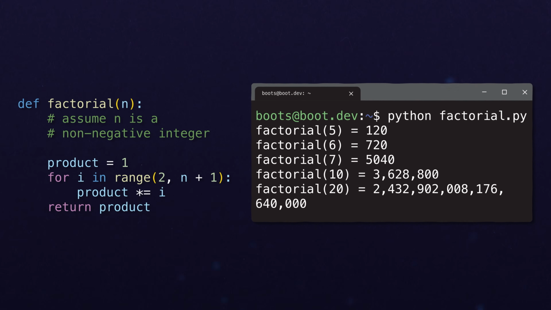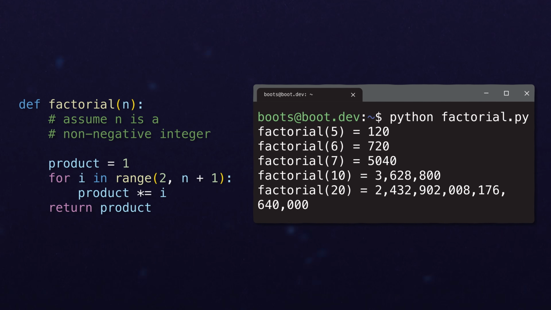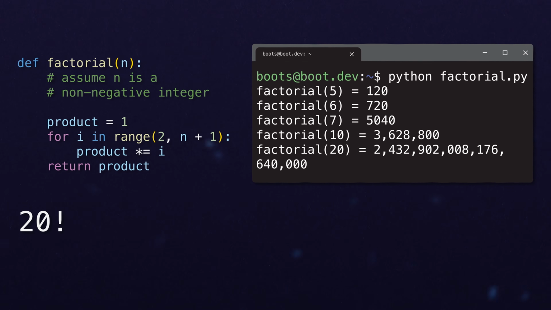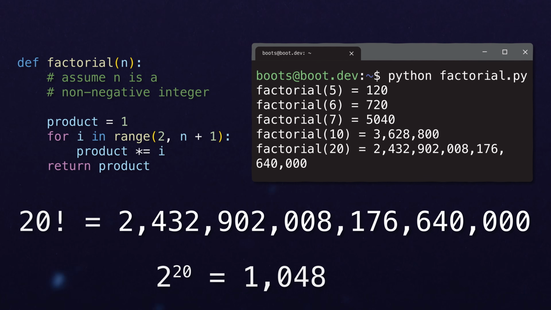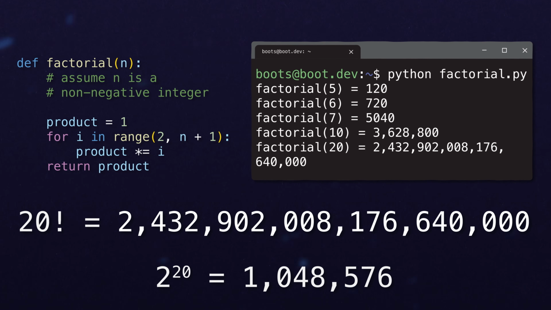There's 18 digits after the 2. So they get really big really fast. They actually grow even faster than exponentiation. For example, 20 factorial is astronomically larger than 2 to the 20th because the base keeps increasing with every multiplication.